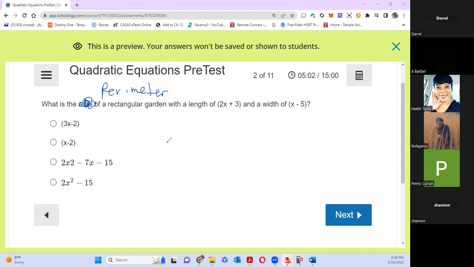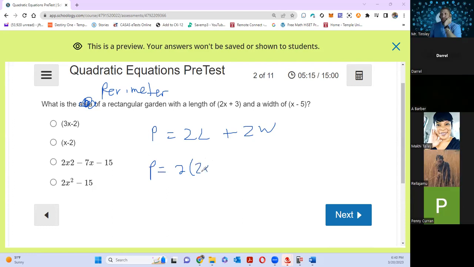You've got to get the formula. What's the formula? 2L plus 2W. What's L again? Length. 2x plus 3. Plus, what's the width? X minus 5.